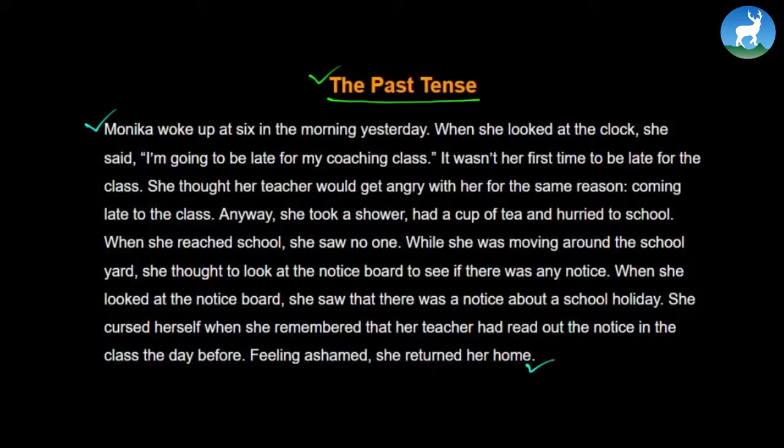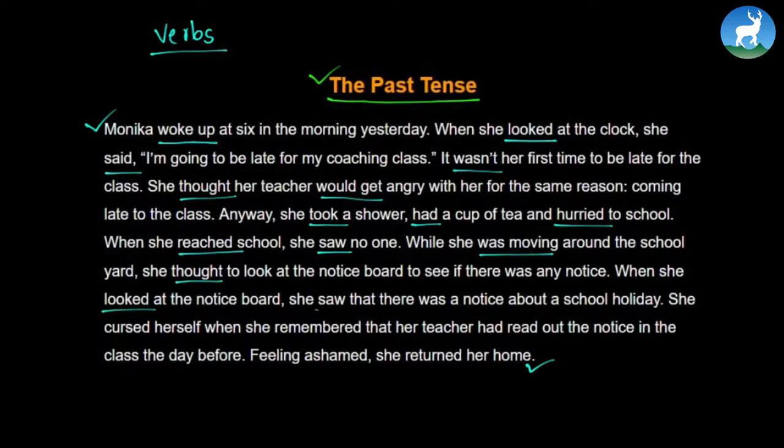Now, can you spot the past tense verbs? I want you to find the verbs that are in the past tense from this paragraph. Can you do it? I think you can. Let's try together. Monica woke up. When she looked. She said, wasn't, thought, would get is also the past tense. Took a shower, took, had, hurried, reached, saw, was moving, she thought, looked, saw, was, cursed, remembered, had read, returned. Ashamed is an adjective, so let's not underline that one.